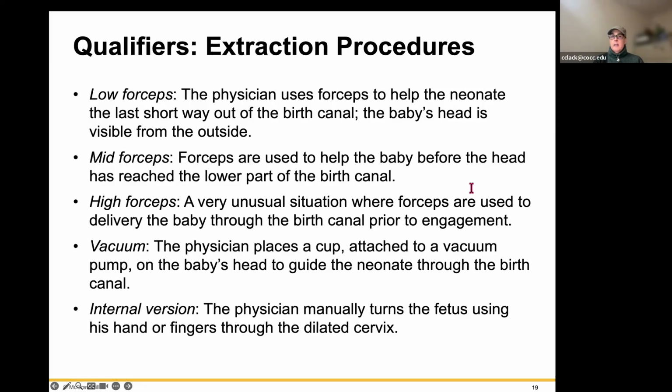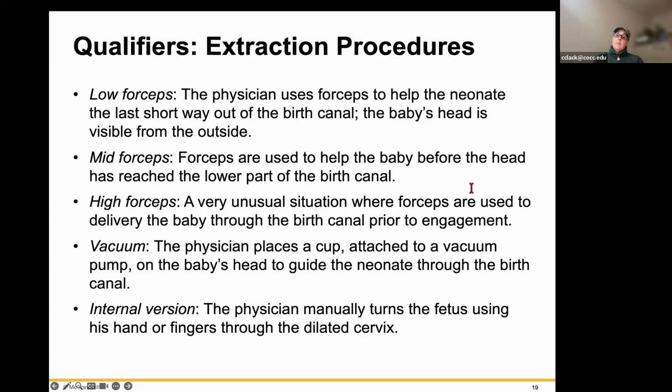And this would be when forceps are used before engagement, meaning the head is not yet well into the pelvis, into the vaginal canal, the birth canal. Vacuum is a suction cup connected to the vacuum pump, and that's placed on the baby's head to assist delivery through the birth canal. Internal version is manual turning of the fetus by the physician's hand and 4 fingers through a dilated cervix to change the fetal position.